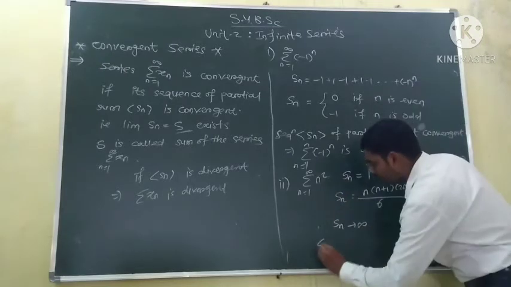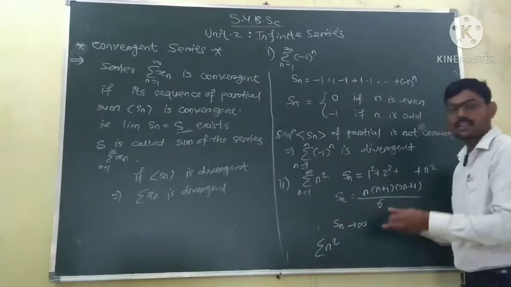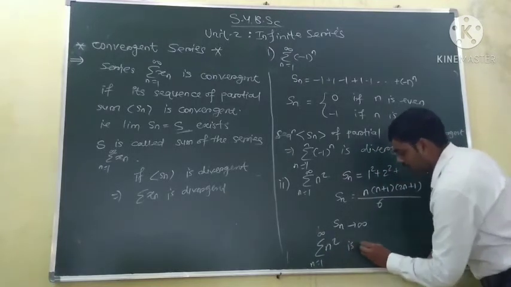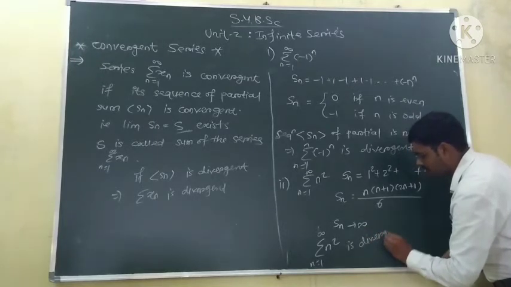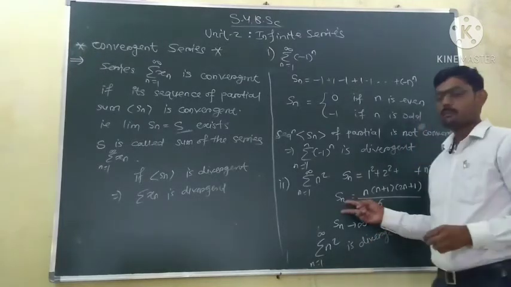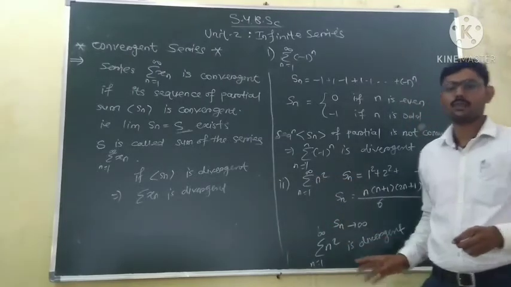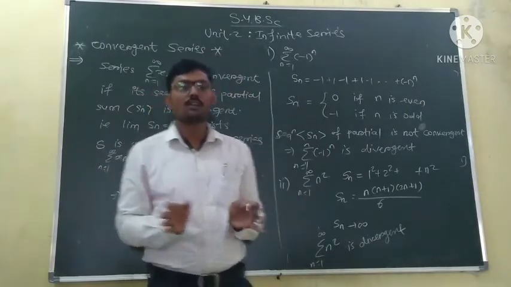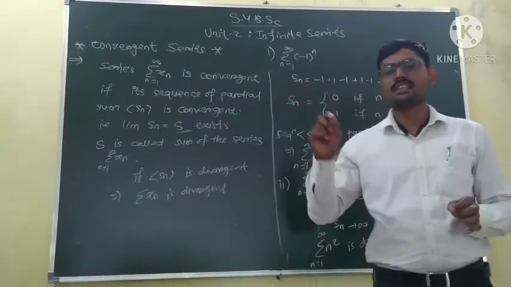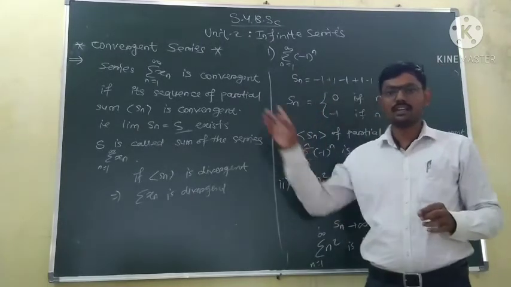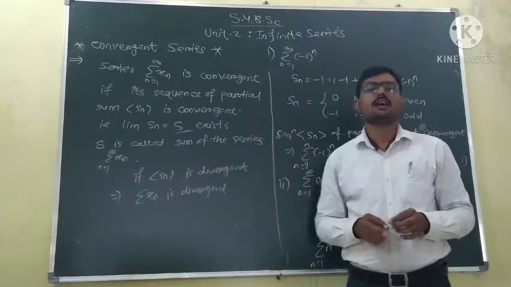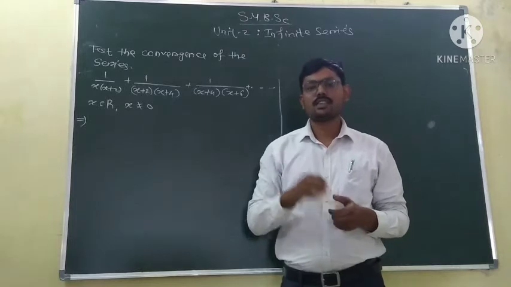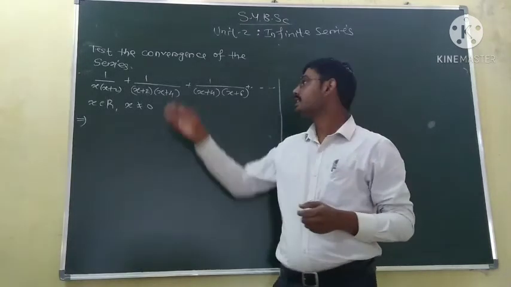So this series of sum of squares of natural numbers, n equal to 1 to infinity, is also divergent. Why? Because the sequence of partial sums for this series is divergent. This is one of the basic criteria for a series to be convergent or divergent. What is the criterion? If the sequence of partial sums for the given series is convergent, then the series is convergent. Otherwise, it is divergent. We will see another example.